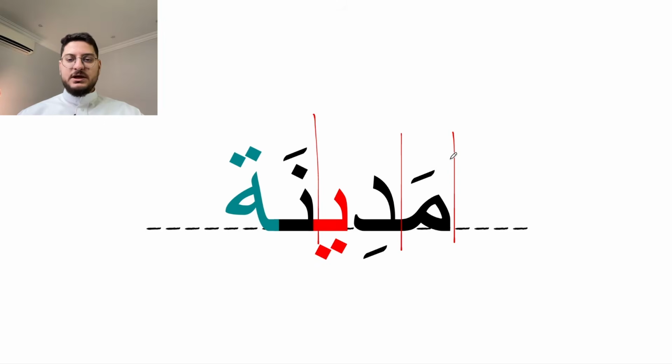Let's look at one more word, and let me split this into syllables. So the first syllable is ma. This is the shape of the ma at the beginning, ma. And then we have di, na, Medina. And Medina is a city.